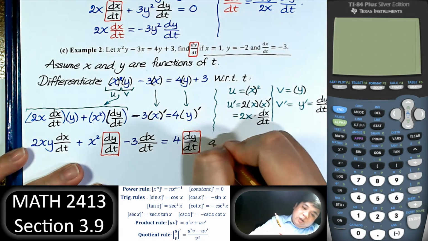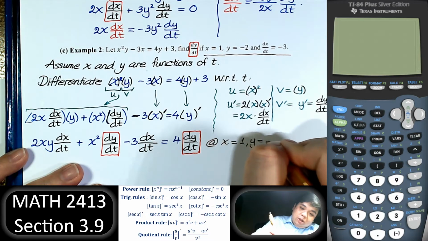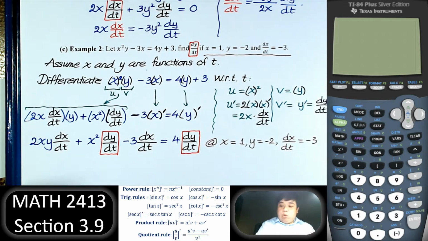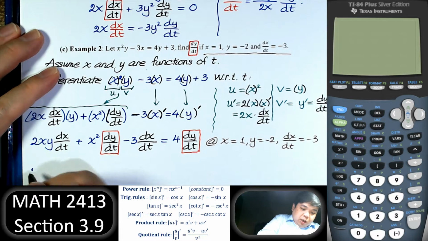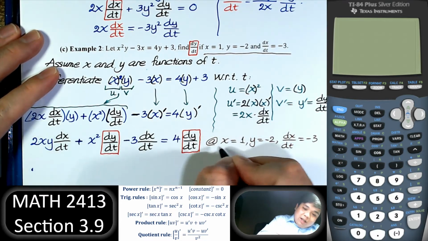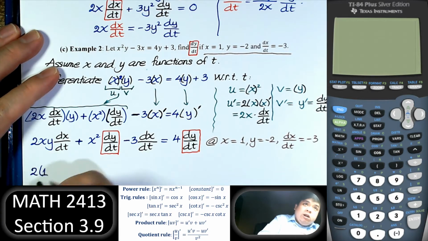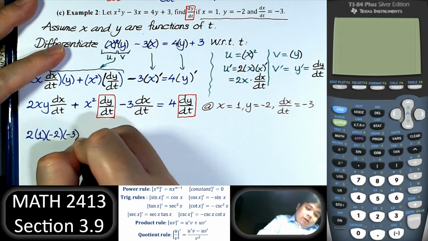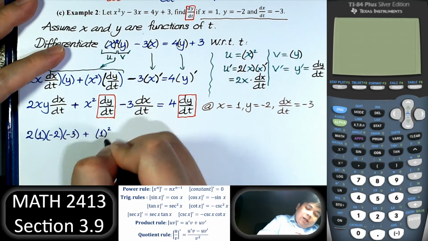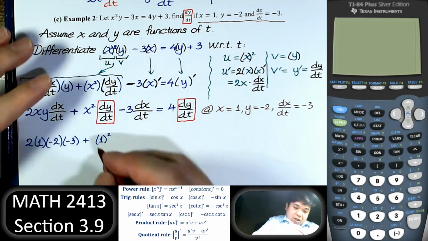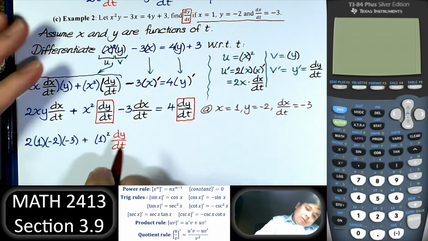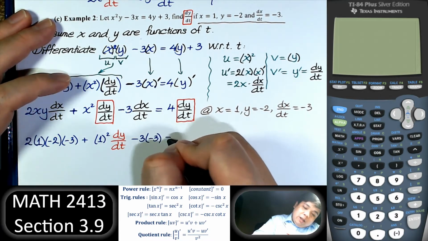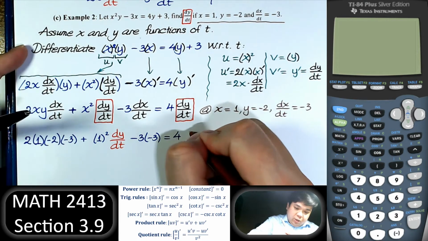So for this, those are the values we know. So at x equal to 1, y is -2, and dx over dt is -3. We substitute those values into the equation here. Notice there's a plus here, subtract, and then, yeah. So I have 2, x is 1, y is -2, dx over dt -3, plus x squared, 1 squared, dy over dt. We're trying to solve for that, so we don't substitute for it. Minus 3 times dx over dt, which is -3, equal to 4 dy over dt. We solve for it.